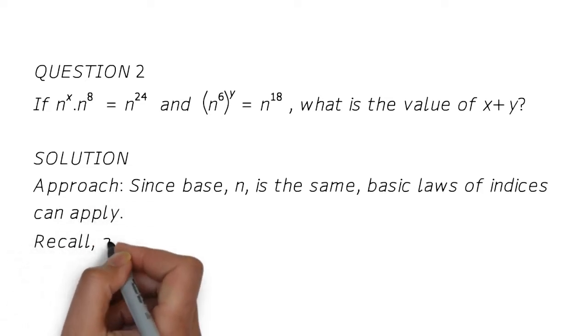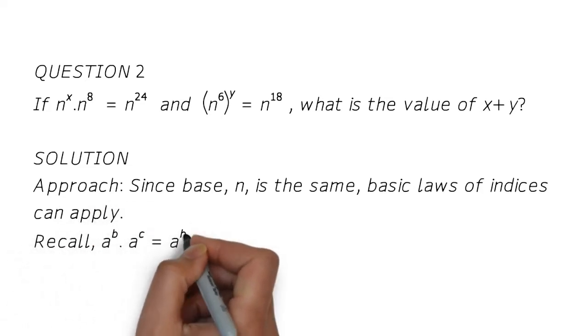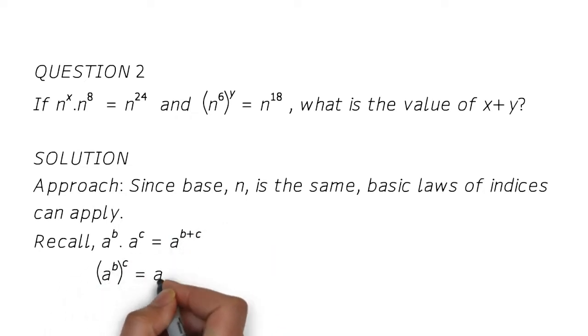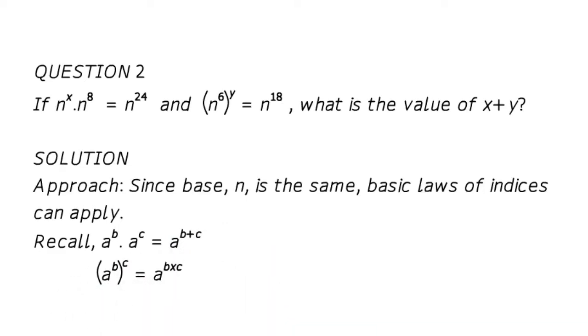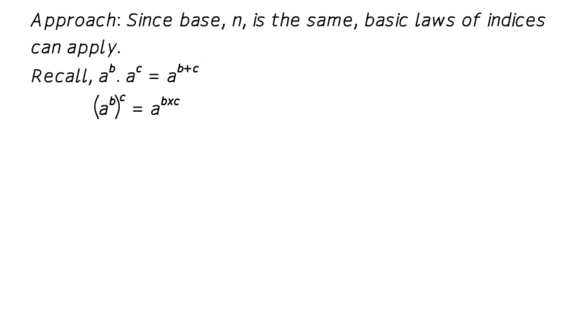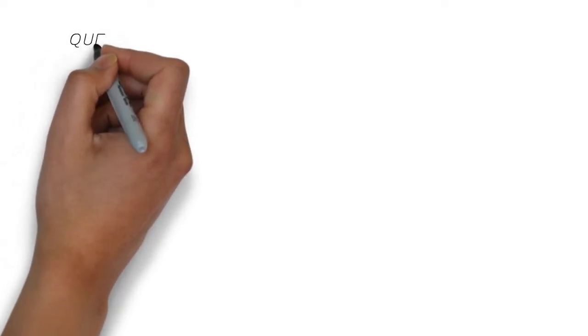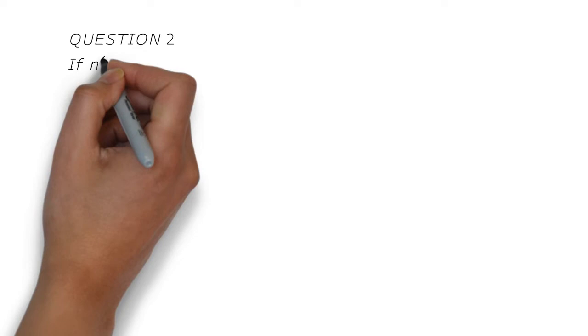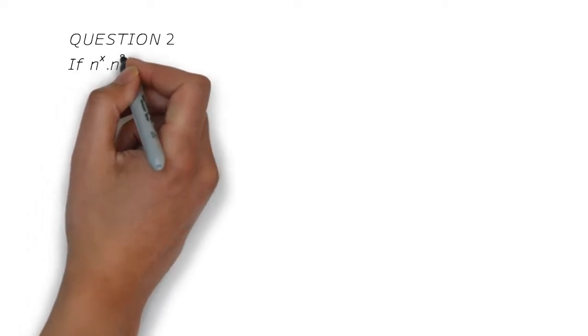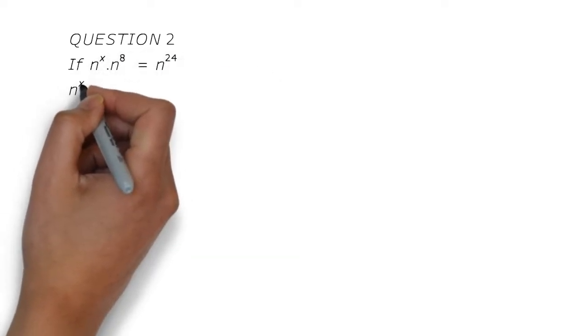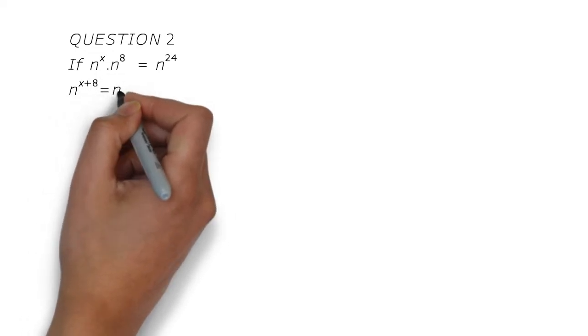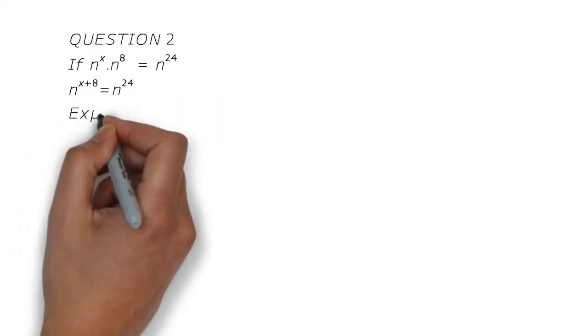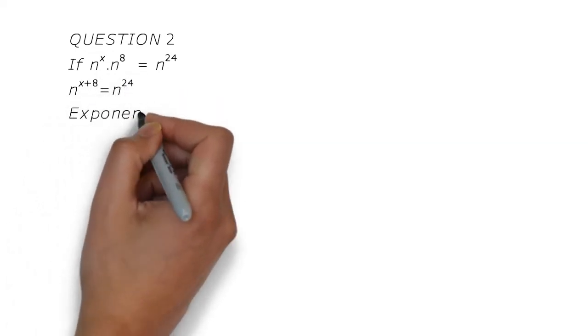Now recall the laws. a raised to power b times a raised to power c equals a raised to power b plus c, and a raised to power b, raised to power c, equals a raised to power b multiplied by c. So you just need to use these two laws and break down our expression. So what do we do now? Using that approach, n raised to power x times n raised to power 8 equals n raised to power x plus 8, and then n raised to power 24.